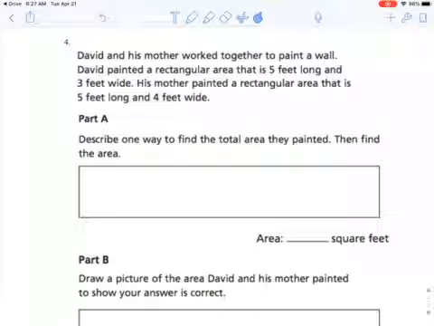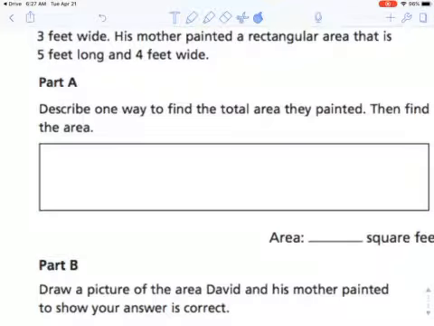4, David and his mother worked together to paint a wall. David painted a rectangular area that is 5 feet long and 3 feet wide. His mother painted a rectangular area that is 5 feet long and 4 feet wide. Describe one way to find the total area they painted, then find the area. For part A, you're just describing what you are going to do to solve it. You're not solving it in part A.